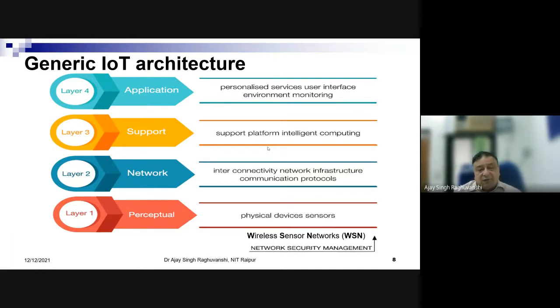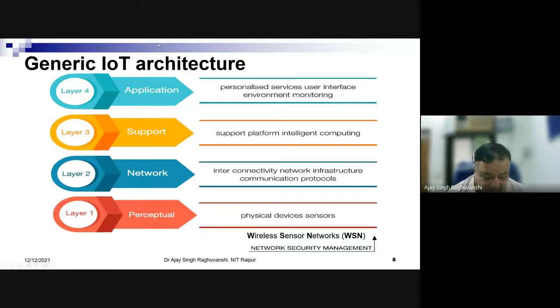We have this generic architecture. You have layer one at the lower level, which is perception. Then on layer two you have the network. Layer three is the support, and layer four is the application. So it's a 4-layer architecture of IoT.